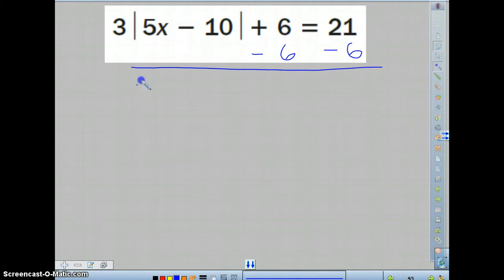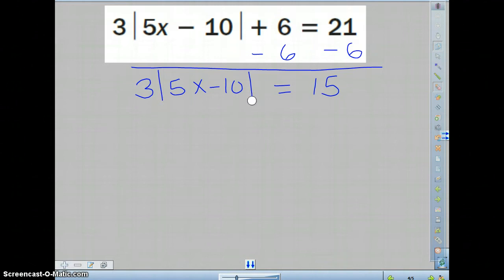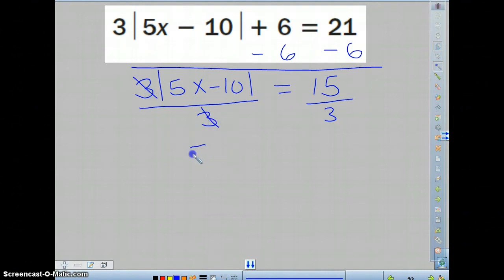Nothing changes over here with this 3 times the absolute value of 5x minus 10, but now it's going to be equal to 15. Since this is a multiplication problem, all I'm going to do is divide all of that by 3, or the number out in front. If I do it on one side, I have to do it to the other side. So the 3's will cancel out and become 1's. 5x minus 10 equals 5. And don't forget, that's absolute value.